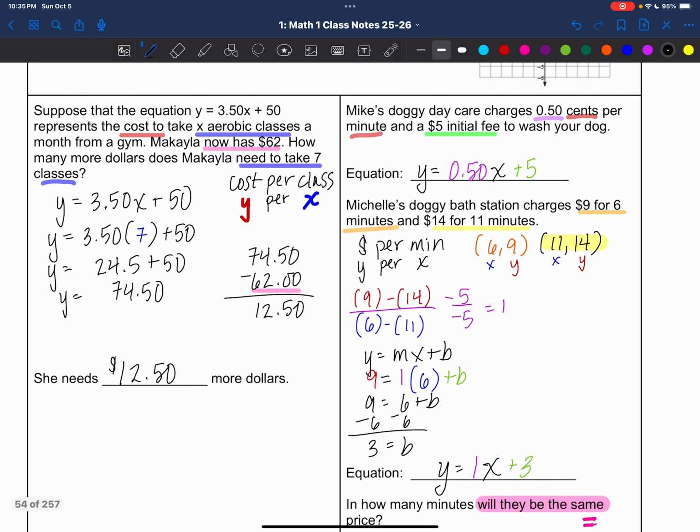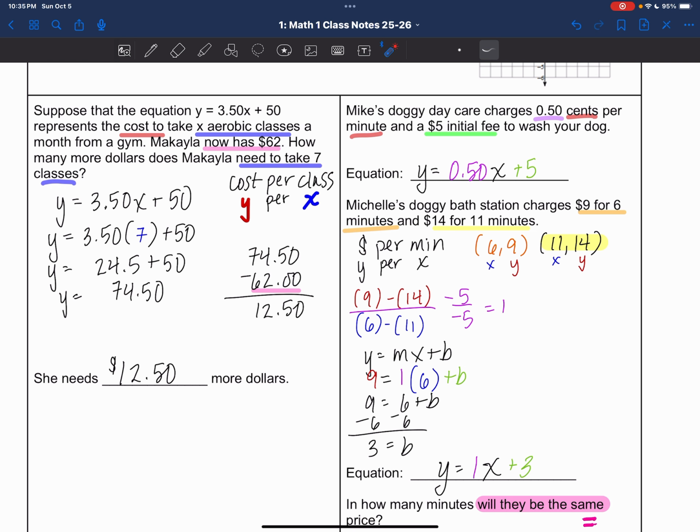All right, now let's look here. Now we're going to start putting some things together. And we got this equation. And it's cost to take an aerobics class. So it's cost per class. Michaela has $62 already. How many more dollars does Michaela need to take 7 classes?